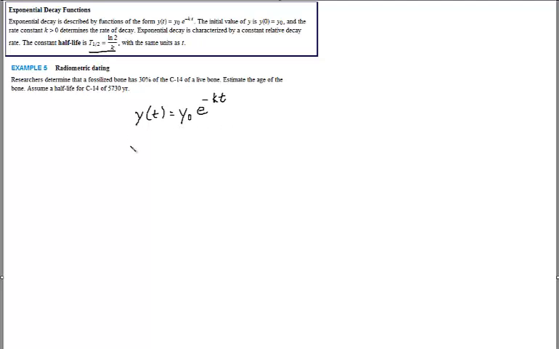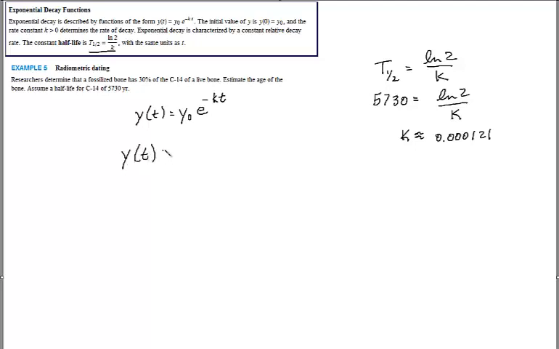I could do it as I have worked the other problems, but the half-life is, I probably should do it over to this side. Okay, so the half-life in years is 5730, equals natural log of 2 over k, and solving for k, I get that k is about 0.000121. So that's my growth rate, and it is not really a growth, it's actually a decay.